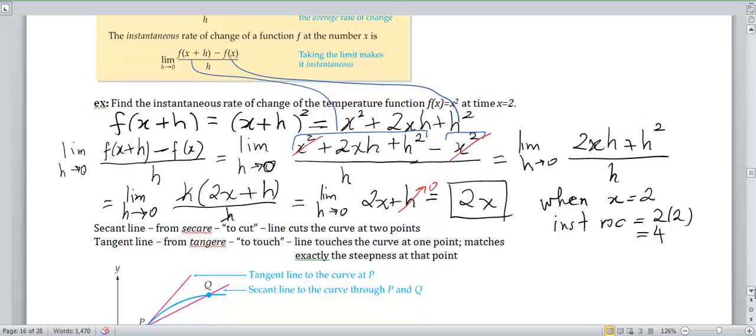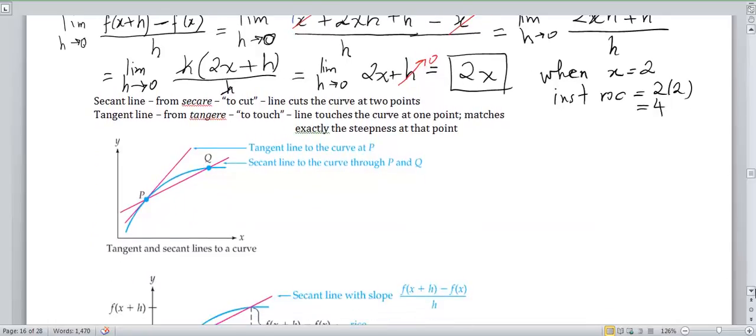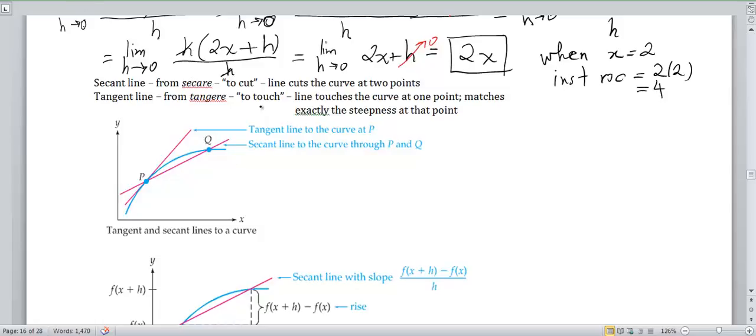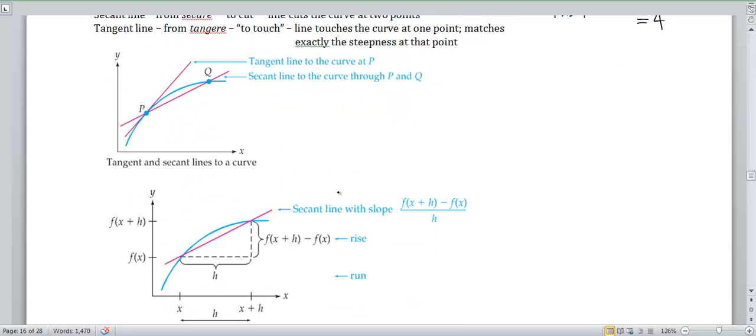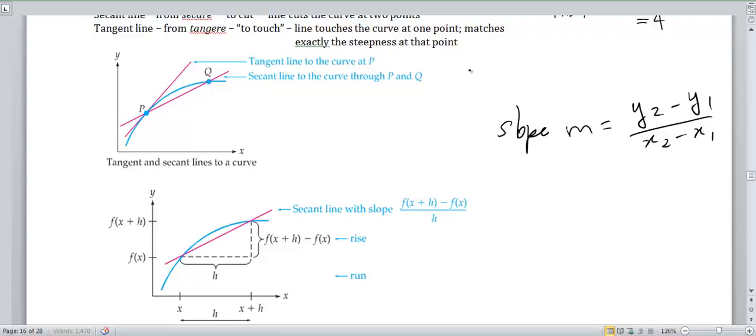Okay, now let's look at secant and tangent lines. Secant lines are lines that cut curves at 2 points, right? And tangent lines are lines that touch the curve at 1 point. Exactly 1 point, and it matches exactly the steepness at that point. So think about this. What is slope? You know slope as y2 minus y1 over x2 minus x1, right? That's coming from 2 points, x1 comma y1 and x2 comma y2.